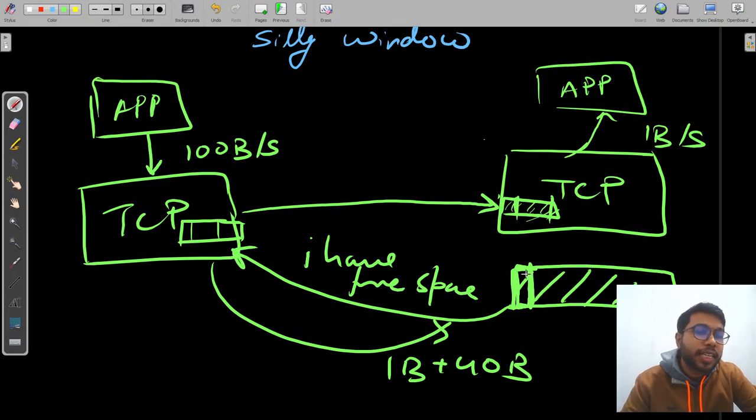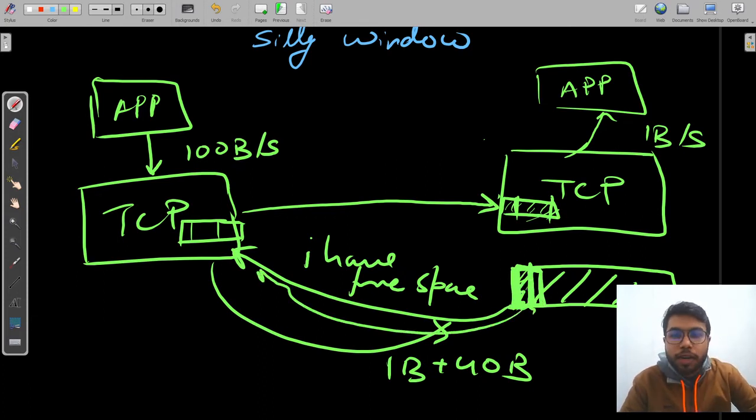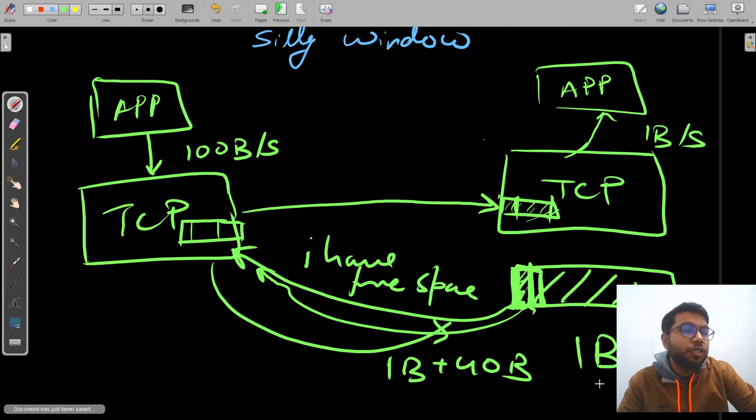So another second later, another byte empties, right? This guy got filled when this guy sent 1 byte to me. Now this guy got empty again, right? After 1 second, this much information was consumed by my application. So once again, I will advertise and I will say I have free space. Then this guy would again send me 40 bytes. Are you seeing? This is again the same pattern, right? I am again forced to receive data at a very, very slow pace, an extremely slow pace.